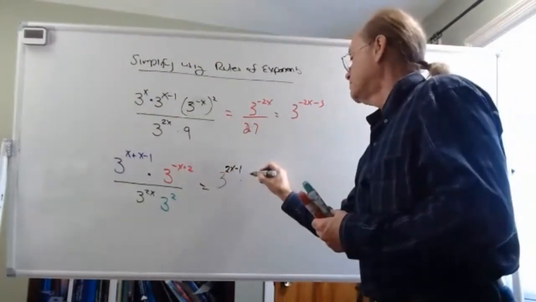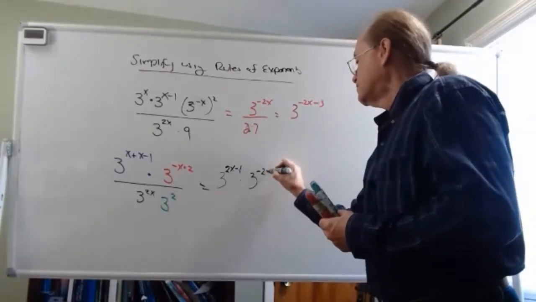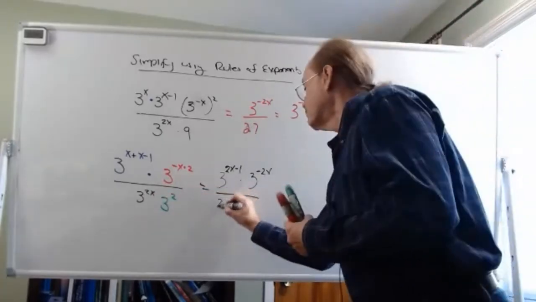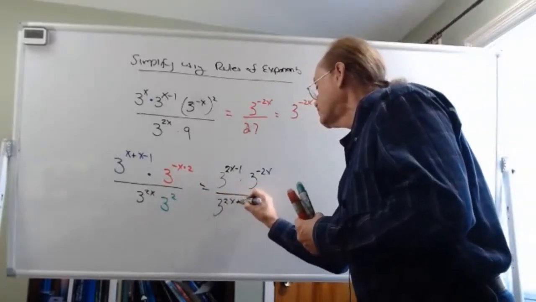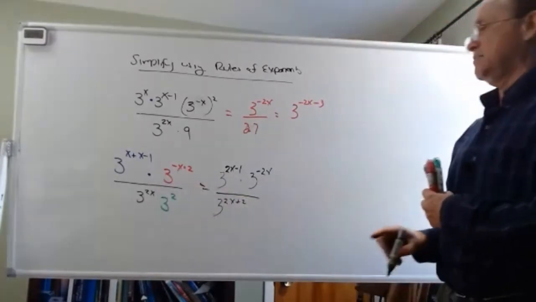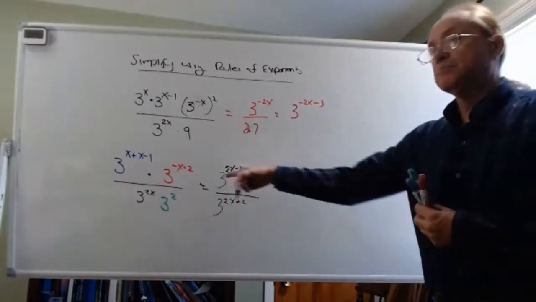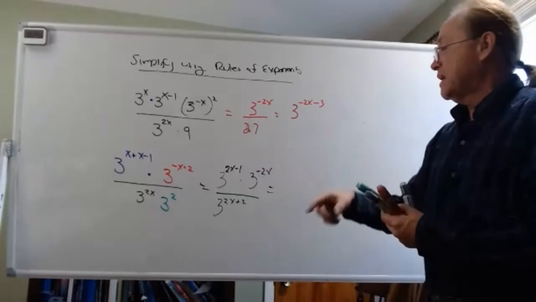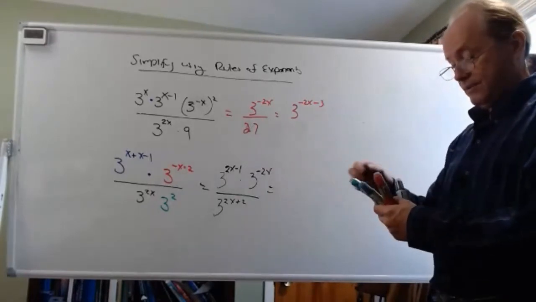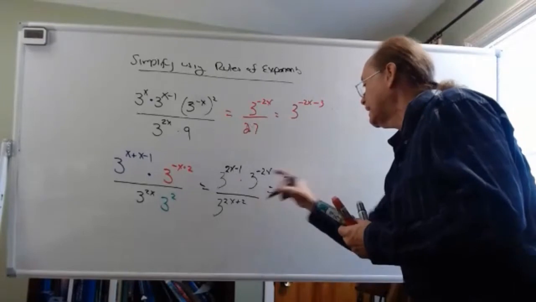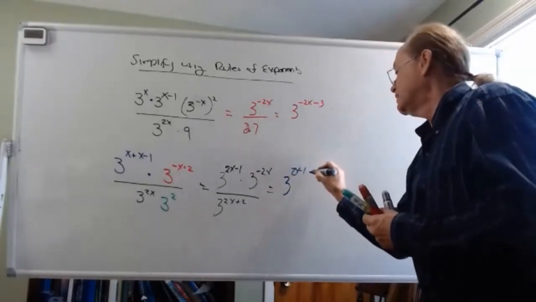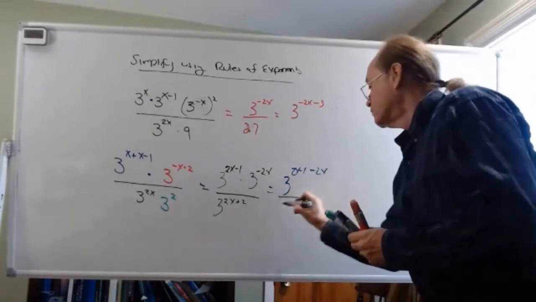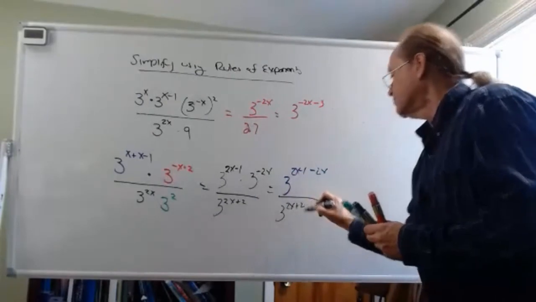Here I'm multiplying, that's times 3 to the minus 2x, all over, I can add those together if I wanted to, 3 to the 2x plus 2. I can just add that because it's the same base. Now I can add the exponents over here. So that becomes 3 to the 2x minus 1 plus minus 2x. So it's equal to 3 to the, I add the exponents, 2x minus 1 minus 2x, all over 3 to the 2x plus 2.